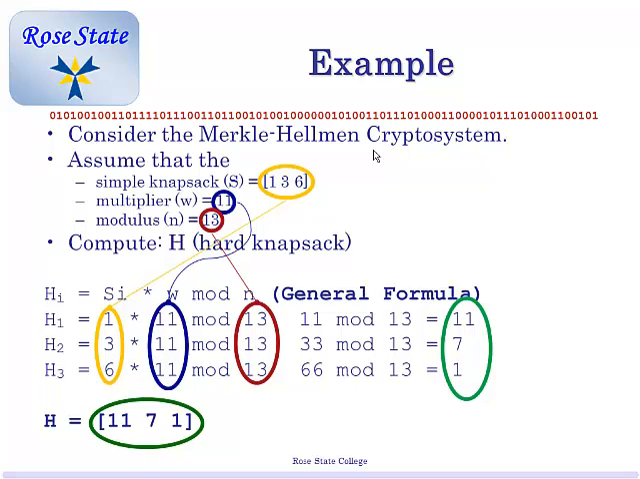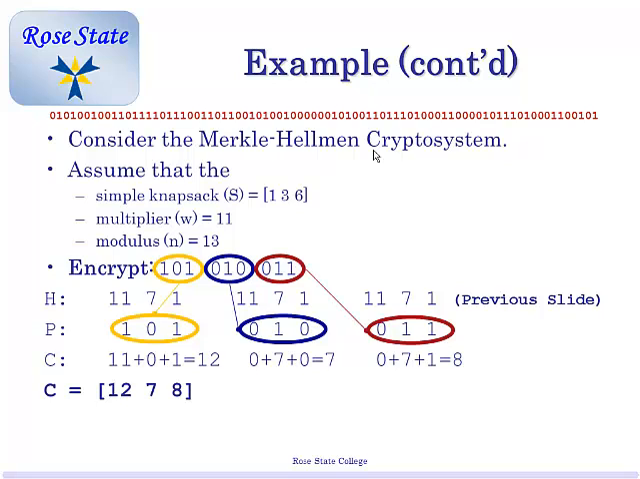decrypt it. All right. So now assume again that the simple knapsack is 1, 3, and 6, and the multiplier is 11, and the modulus is 13. Encrypt this value. So now this is me. Now I have the hard knapsack. Now, I gave you all this information up here. I gave you the simple. Did you really need it? No, I didn't need it, because encrypting something, I don't need the simple. I just need the hard.